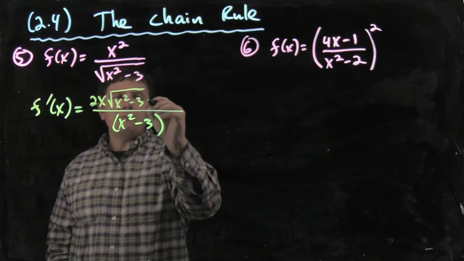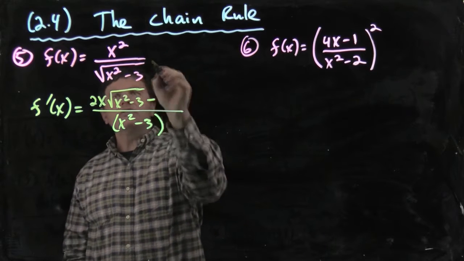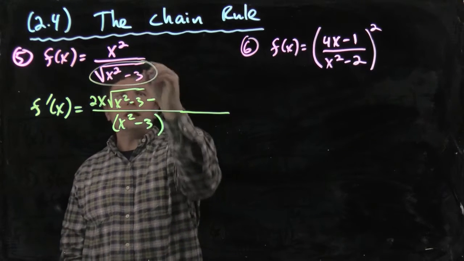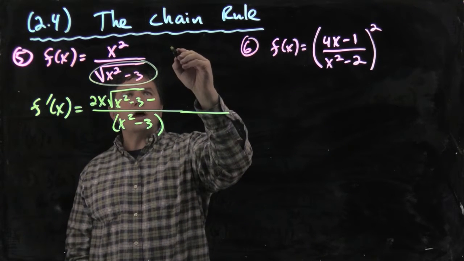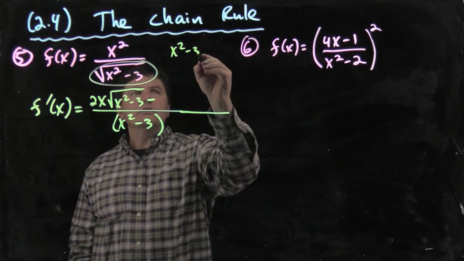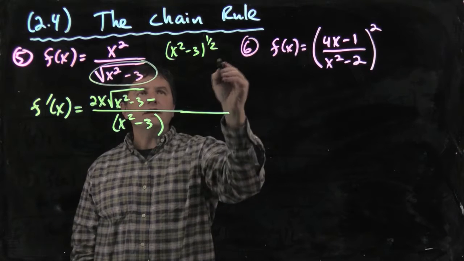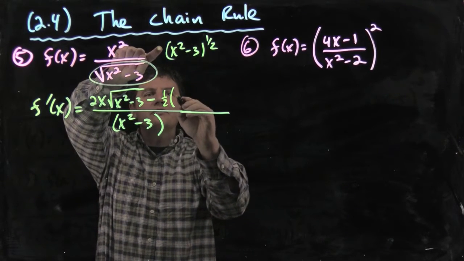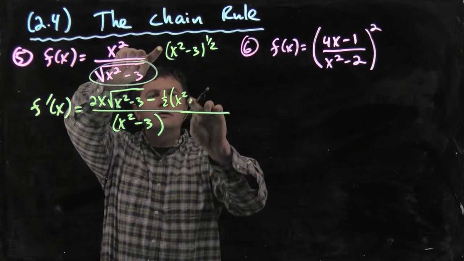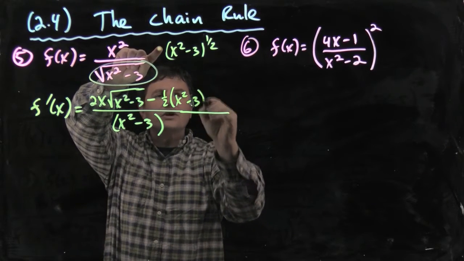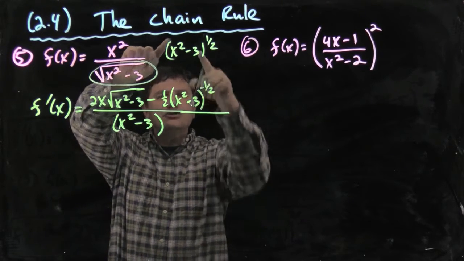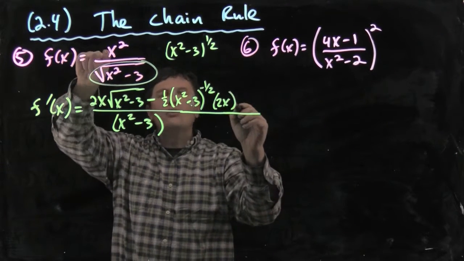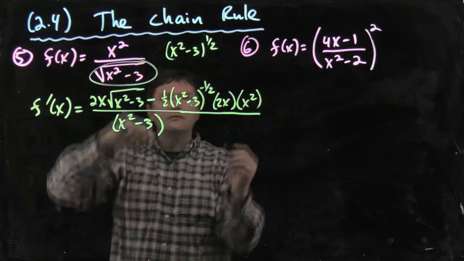Okay, minus, now we're going to take the derivative of this. So when we take the derivative of this part, now we're going to use chain rule. Now if it helps, rewrite it like this, just so you can see it. So now when I take that derivative, the 1/2 comes down, x squared minus 3 to the negative 1/2. Now chain rule, we've got to take the derivative of what's inside, that's 2x. Now don't forget to copy down the top, that's x squared.